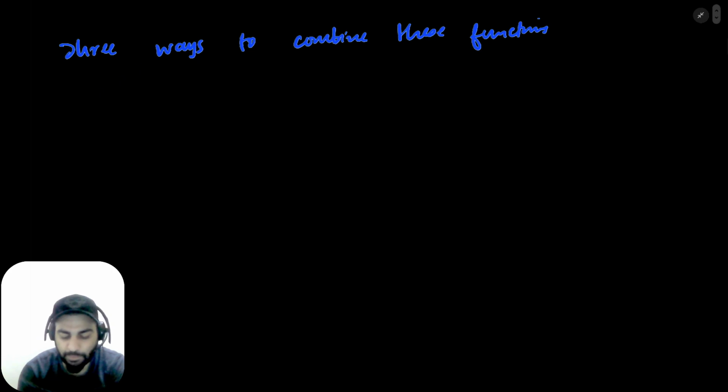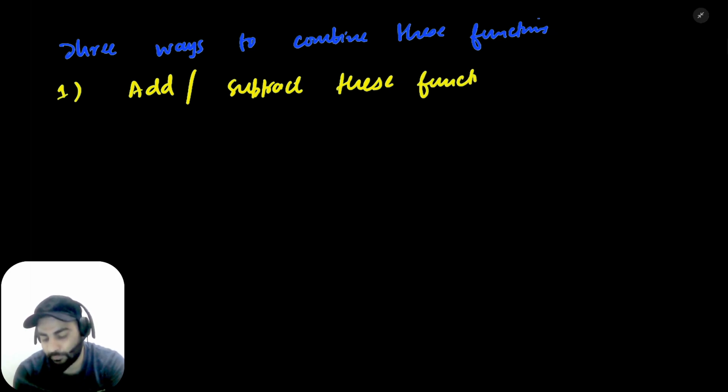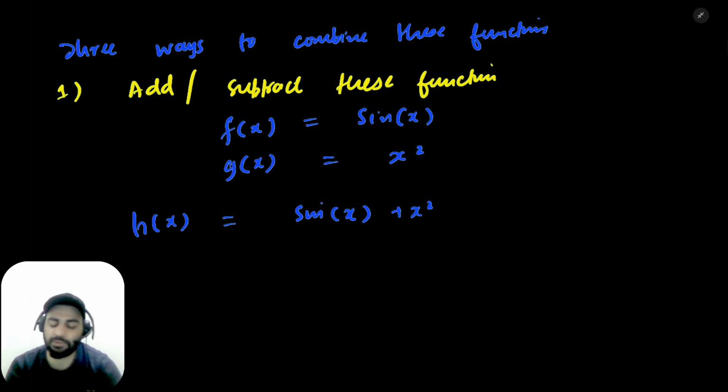The first type of combination is that you can add or subtract these functions. For example, let's suppose f of x is sine of x, and let's suppose we have another function g of x that is x square. You can have a function h of x, which is the addition or subtraction of both of these. So it can be sine of x plus x square. This is one way we can combine these functions. The first type is the addition or subtraction of functions, and here you can add more terms, and they will themselves be functions.